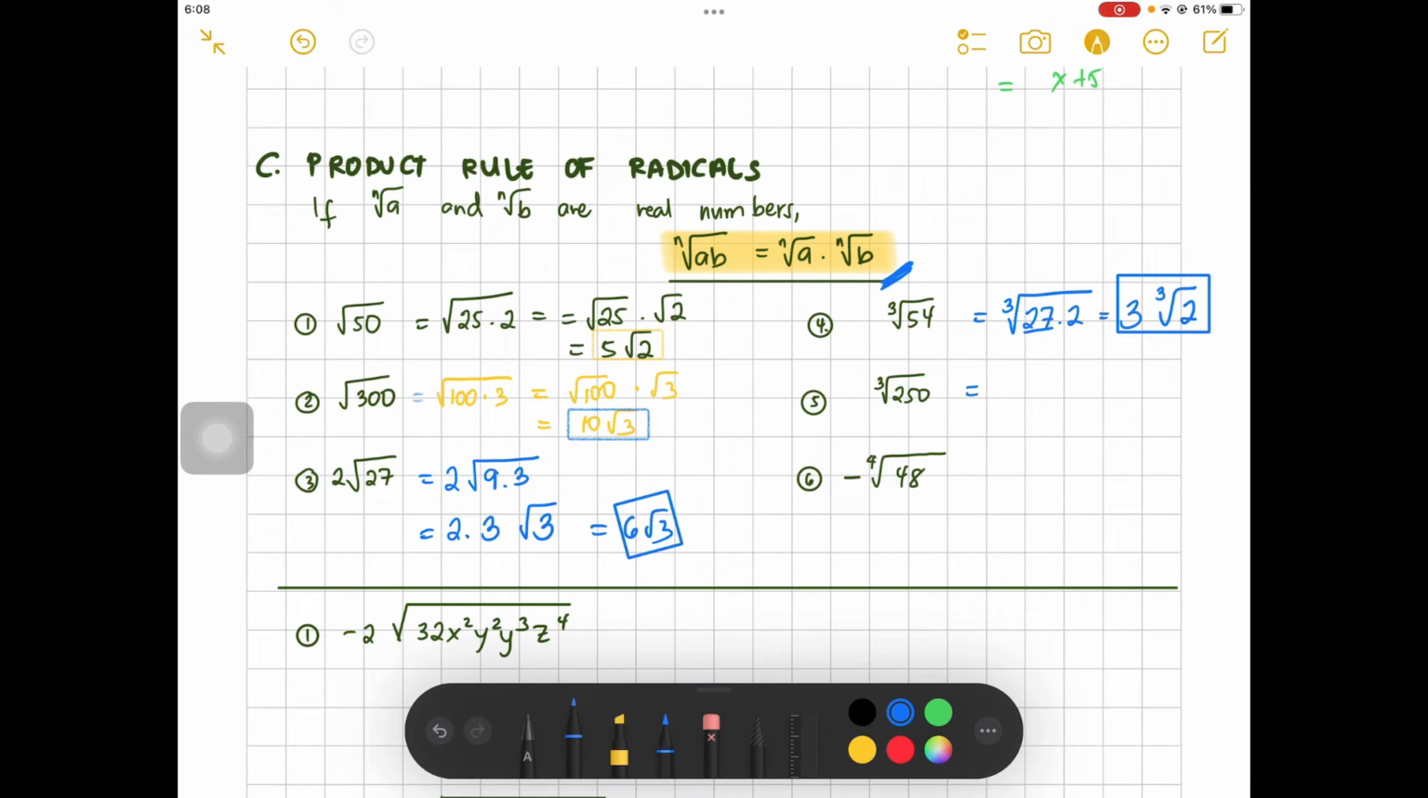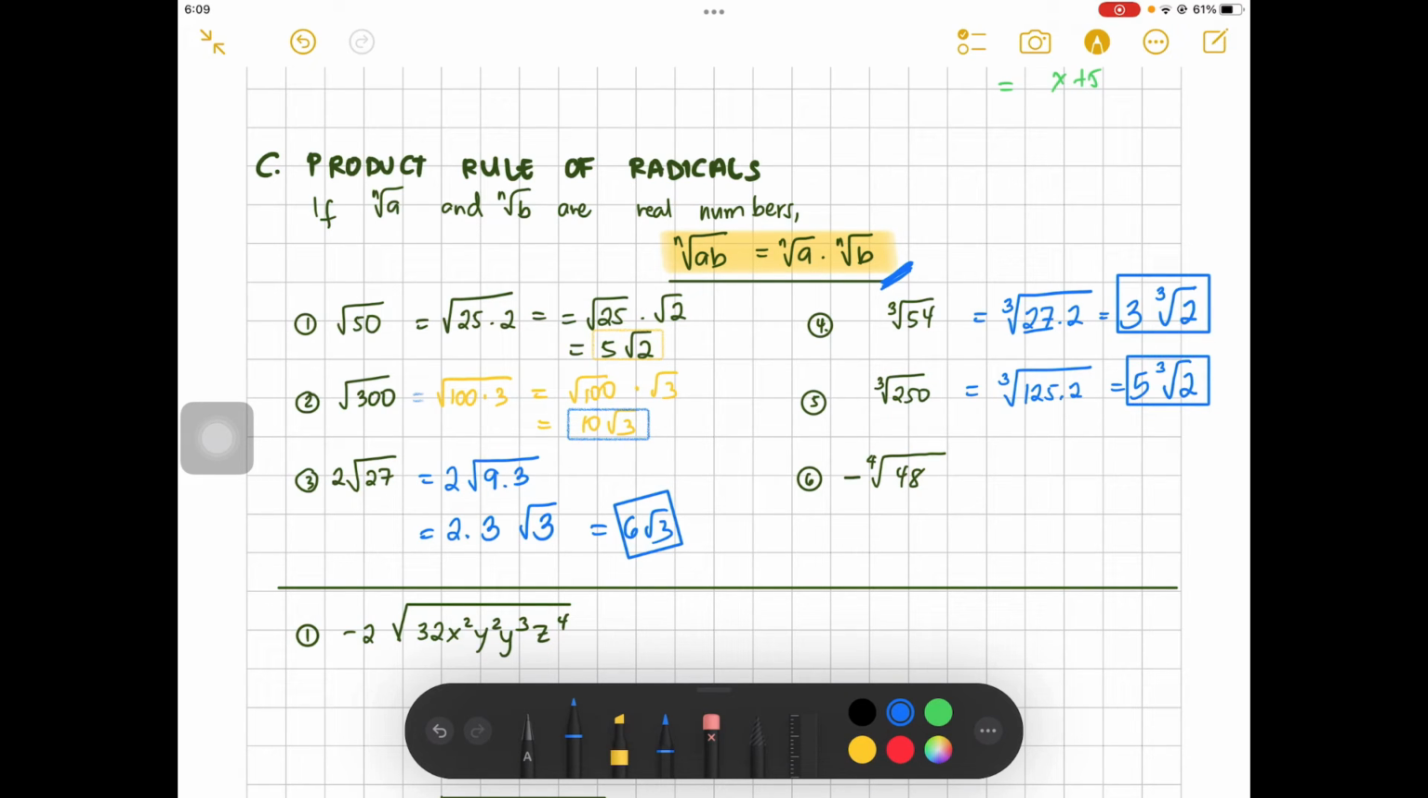Cube root of 250. Again, we express 250 as a product of a perfect cube and a number. So, 250, we divide that by 2, we will get 125. So, 125 times 2. So, 125 is a perfect cube, we take it out now. So, 5 cube root of 2.